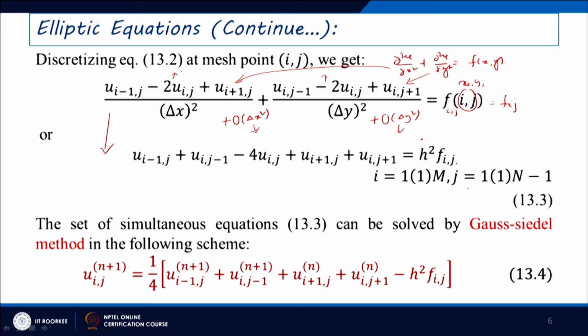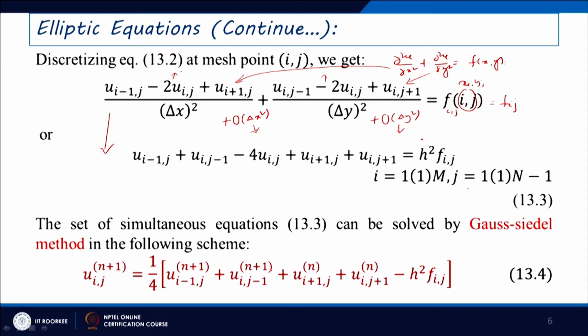And if you take these values to be calculated at the ij-th level, then we can write u_ij at the unknown level, that is at the n plus 1 step, which can be separated and written as 1 by 4 if you take it to the right hand side, into u_{i-1,j}, which is known from the previous step of calculation. Then u_{i,j-1} can also be put from the previous step of calculation value, so it can be written at the n plus 1th level here.